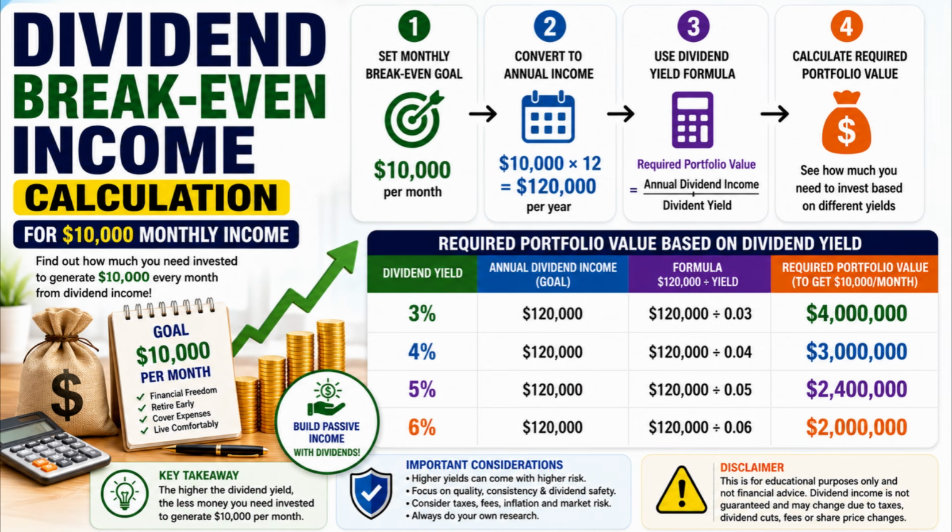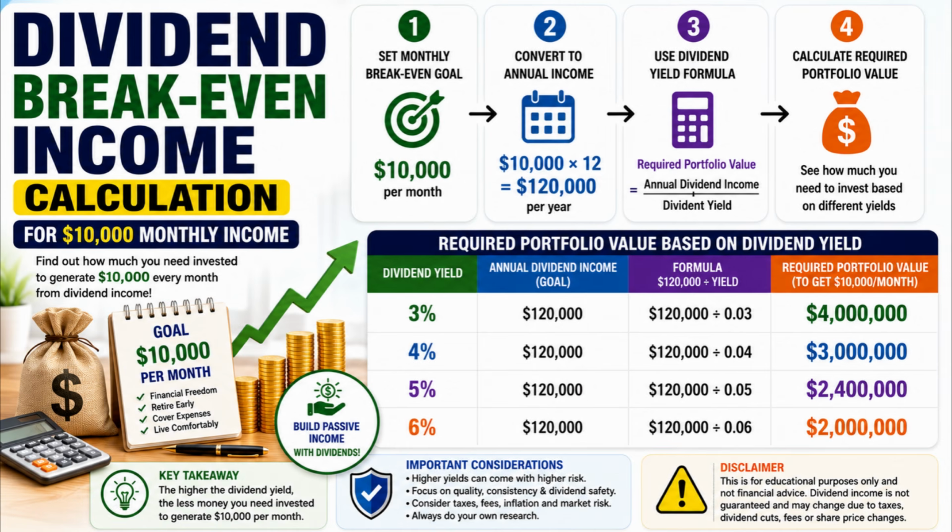Similarly, if the dividend yield is 4%, then $120,000 divided by 0.04 equals $3 million. If the dividend yield is 5%, then $120,000 divided by 0.05 equals $2,400,000. And if the dividend yield is 6%, then $120,000 divided by 0.06 equals $2 million.